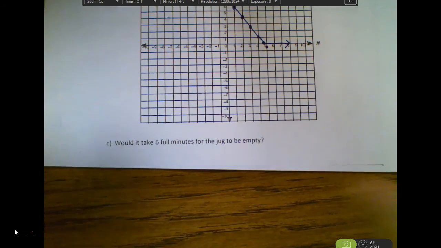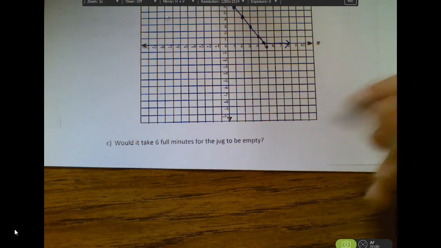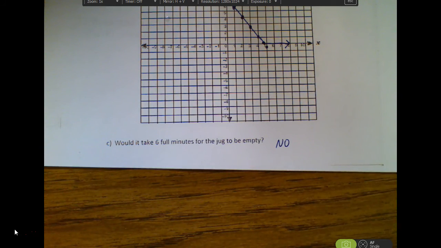So to answer the final question on this lesson here, would it take 6 full minutes for the jug to be empty? We can see by the graph and by the table that we did up top that it would happen somewhere before that, somewhere before the end of that 5th minute.